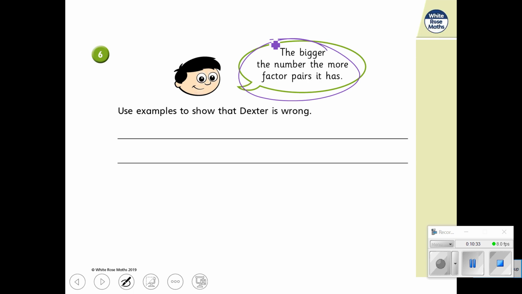So he says the bigger the number, the more factor pairs it has. So I'm just going to choose 2 numbers. I'm going to choose the number 4 and work out how many factor pairs it has. I'm going to choose number 5. So obviously 5 is bigger than 4. So let's do the factor pairs for 4. I've got 1 times 4. I've got 2 times 2. Okay, so I've got 3 factors.